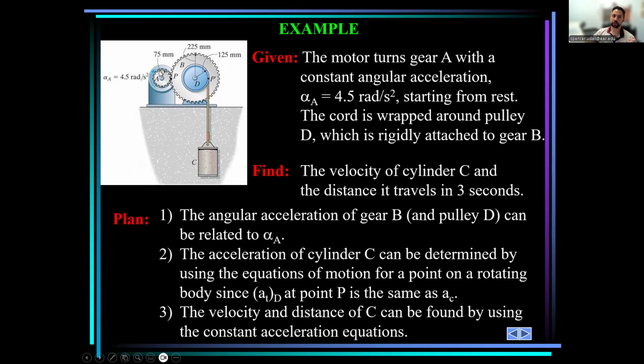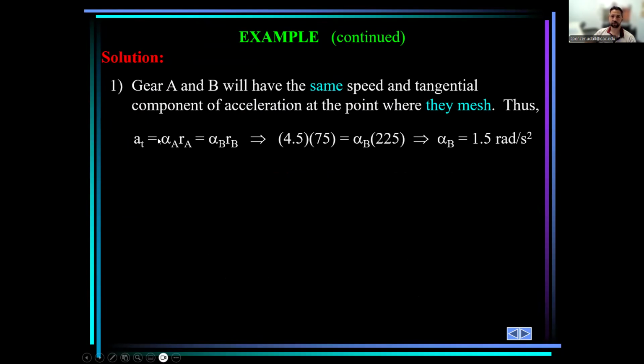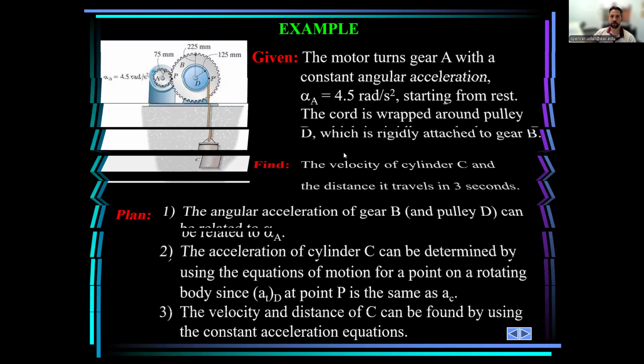So we can relate A and B using the fact that they have the same linear position, velocity, acceleration at the interface, and B to D, we can relate using the fact that they have the same angular position, velocity, acceleration. So that's where we're going to go with it. So let's try it out. We've got gear A and B. They've got the same tangential speed at the point where they mesh, like we were saying. So we can say they have the same tangential acceleration at that point P there, right?